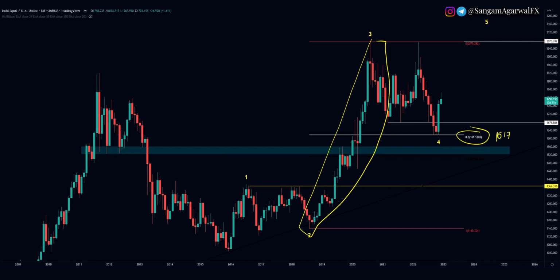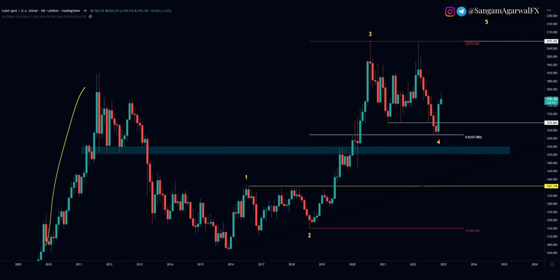So if that level breaks and if it comes down because people think that it will go down, the next target will be 61% retracement level at 1509. So this is the maximum number price can go, but before that we need breakup of that level.